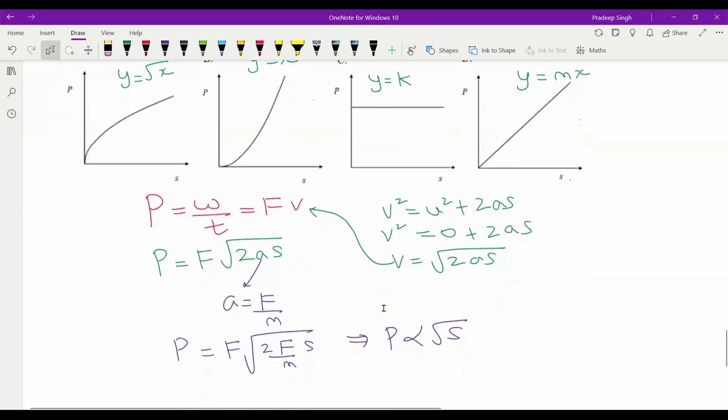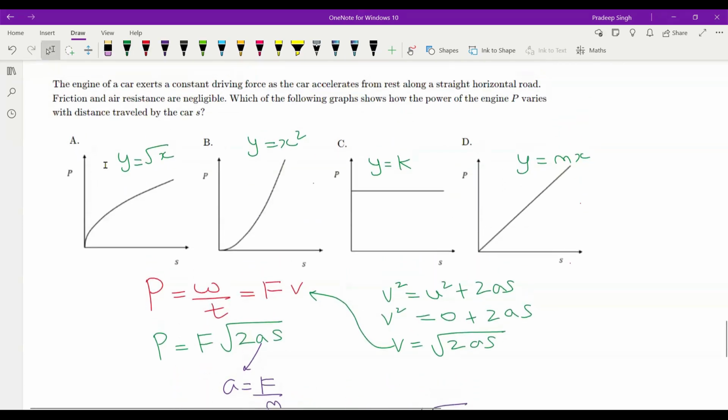Now, since we were supposed to show power is directly proportional to root x, which is y is directly proportional to root x, the only option which satisfies that is option A. So A is the answer to this question.